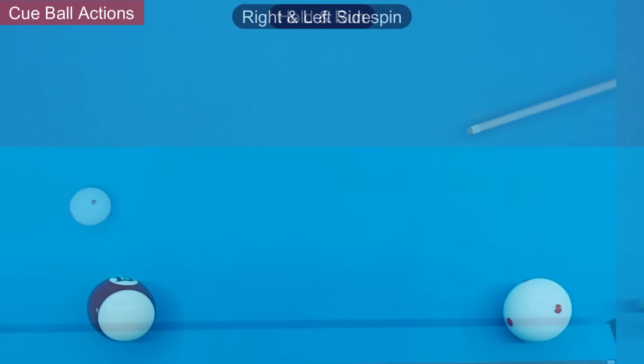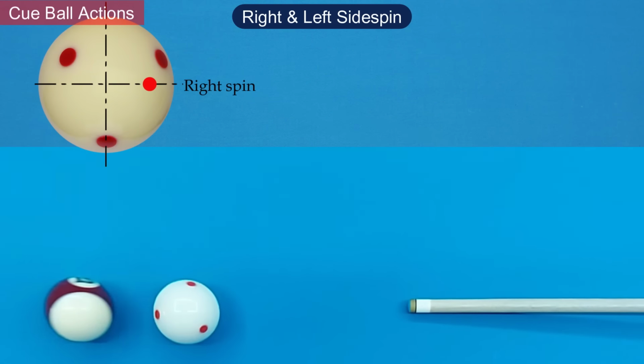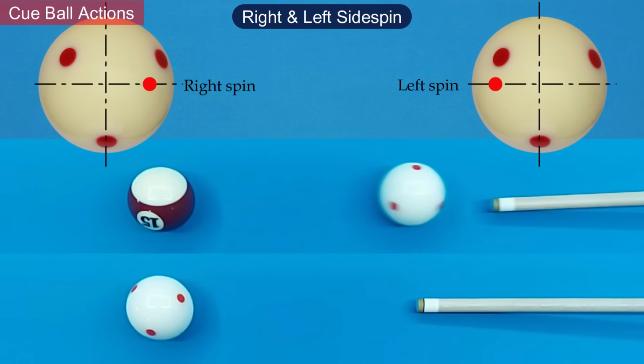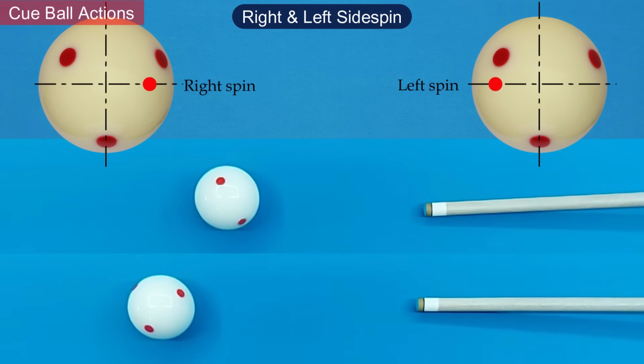Viewed from above, striking the cue ball right of its vertical axis creates right spin, also called side spin or English, causing the cue ball to spin counterclockwise. Left English creates clockwise spin.